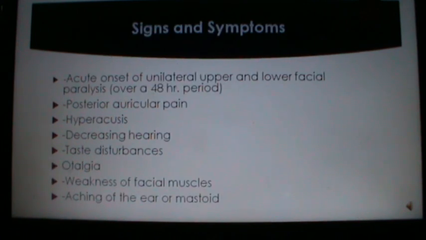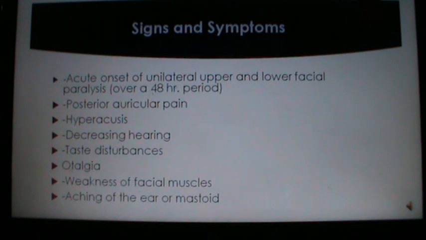What are the signs and symptoms of Bell's palsy? Acute onset of unilateral upper and lower facial paralysis over a 48 hour period. The posterior auricular pain.